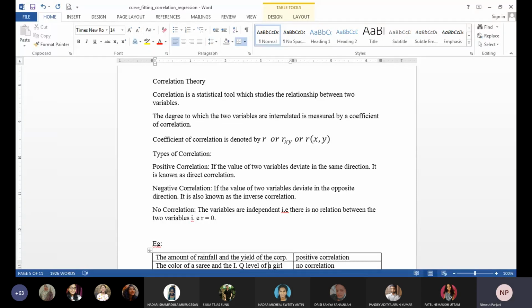So coefficient of correlation is denoted by R, which you can also denote as Rxy, or you can write it as R(x, y). Any of the notations can be used. Types of correlation.